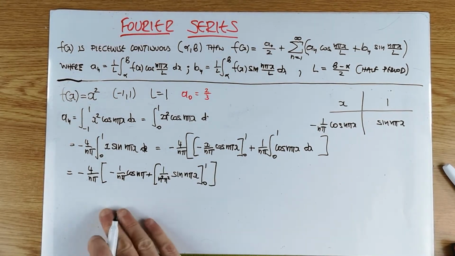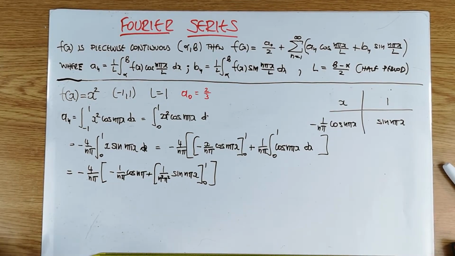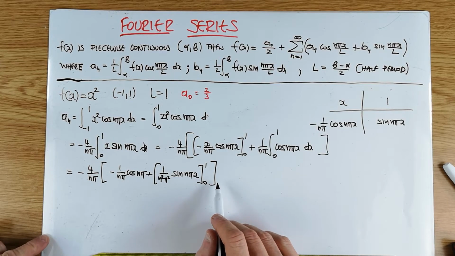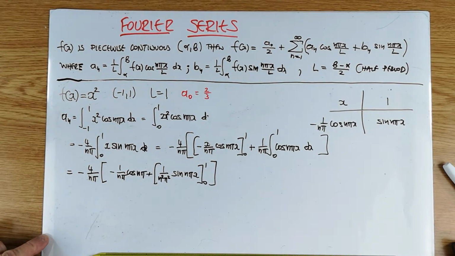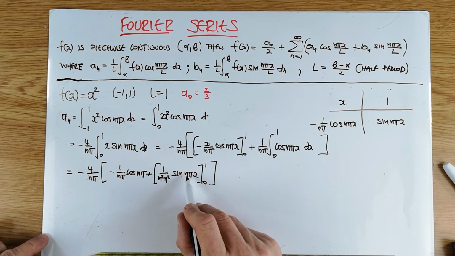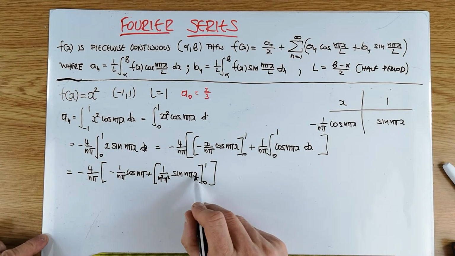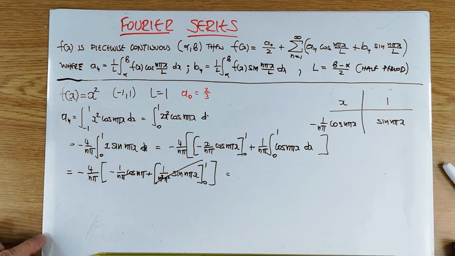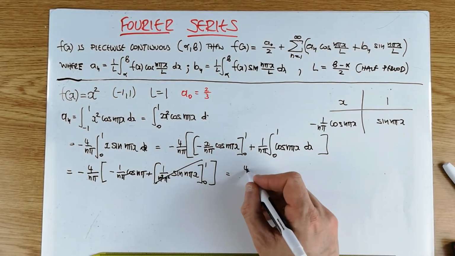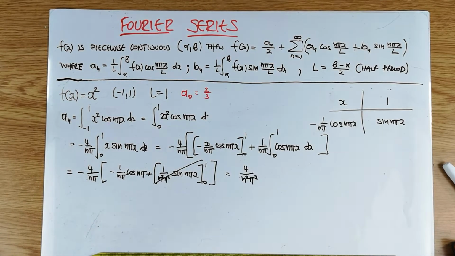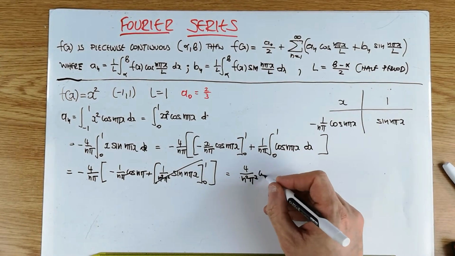Very, very messy sometimes, so it's important that you're very, very neat and organized when you're doing this kind of work. It can be tedious at times. So first of all, this has no contribution because, of course, when you're putting 1, the sine of n pi for all integers is, of course, 0, and sine of 0 when you're putting 0 is 0. So this, in fact, is gone. So let's tidy the final bit in there. So it's going to be a positive 4 over n squared pi squared cos of n pi.